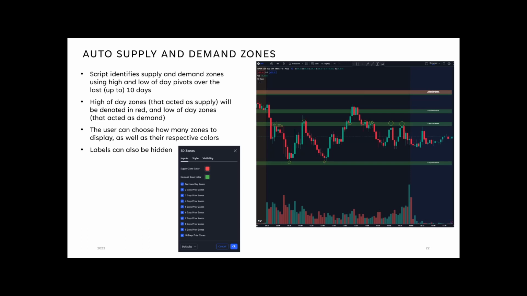So if we look at the right-hand side here, these green levels, anytime we have a low of day acting as demand, the script will pull that, color it green, and then label what day it comes from. So even though it says, and this is just understanding the nature of zones and price action, if it says 5-day prior demand, it doesn't mean this is acting as a demand zone. Anytime you have a zone overhead, it acts as supply, and anytime you have a zone under you, it acts as demand. It's just saying that's where it pulled it from.